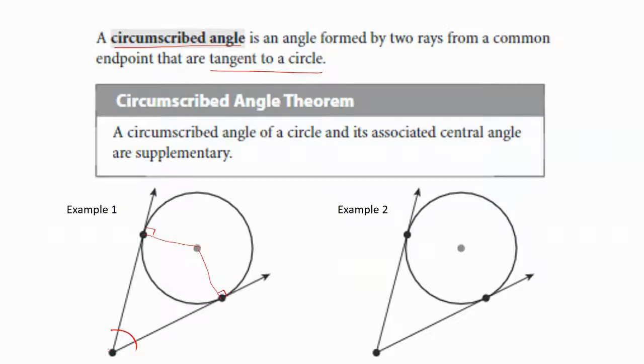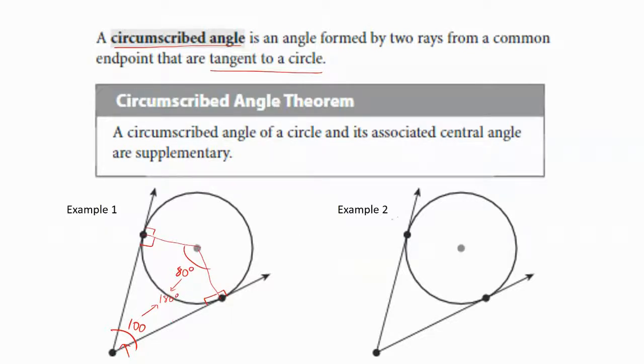Now, basically what they're saying with the circumscribed angle theorem is that a circumscribed angle of a circle and its associated central angle are supplementary. So basically what they're saying is, yeah, you got these two 90-degree angles, right? And let's say this central angle right here was, let me make a number up, 80 degrees, okay? That means this angle out here, this circumscribed angle, has to be 100 degrees because they have to add up to 180 degrees. That's what the theorem states.